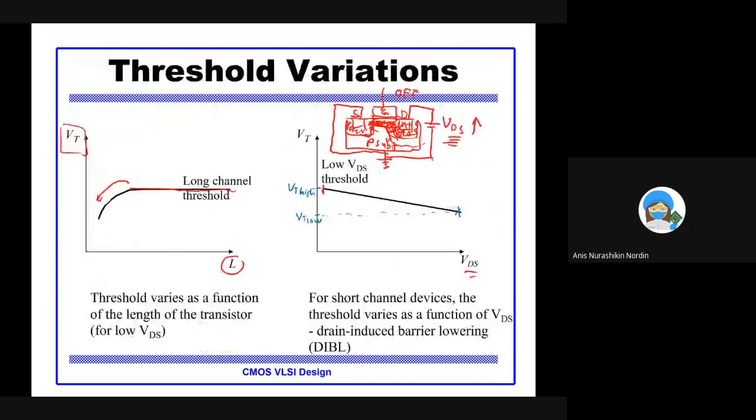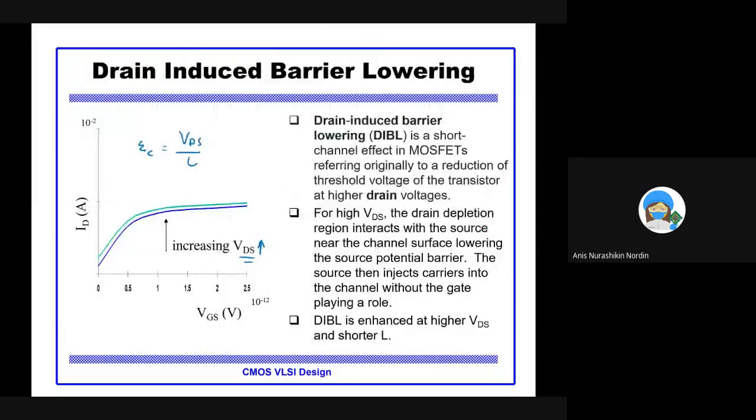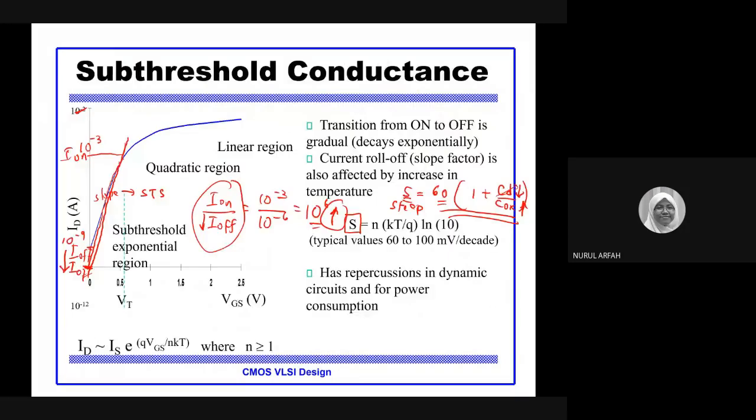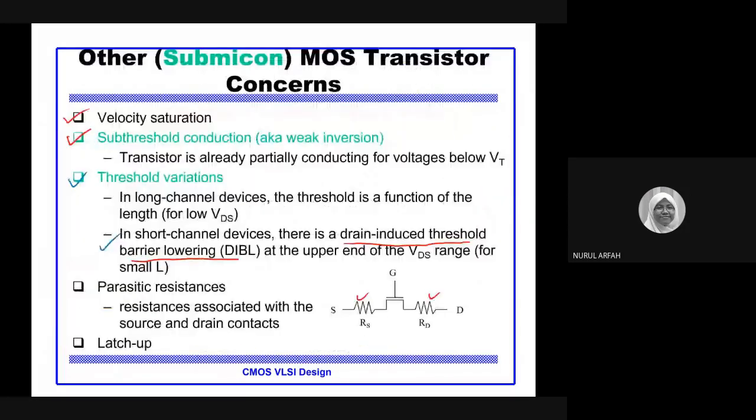Dr. Alpha, can we go back one more slide, to the summary slide just now? This one? No, the one that you were ticking just now. This one. Okay, so we are done with threshold voltage. So the next part is the parasitic resistance and the latch up. If you have any questions, you can ask later.